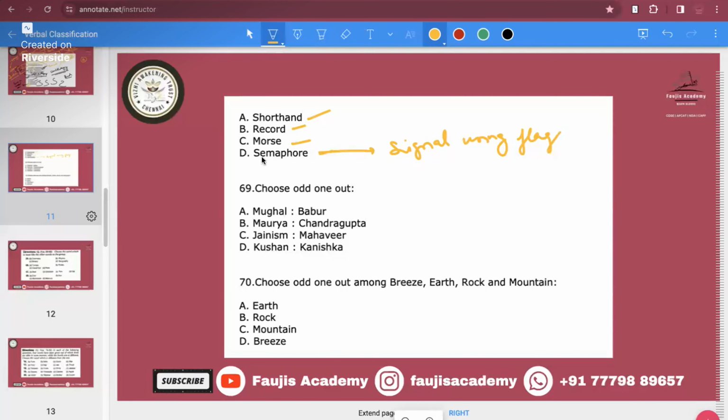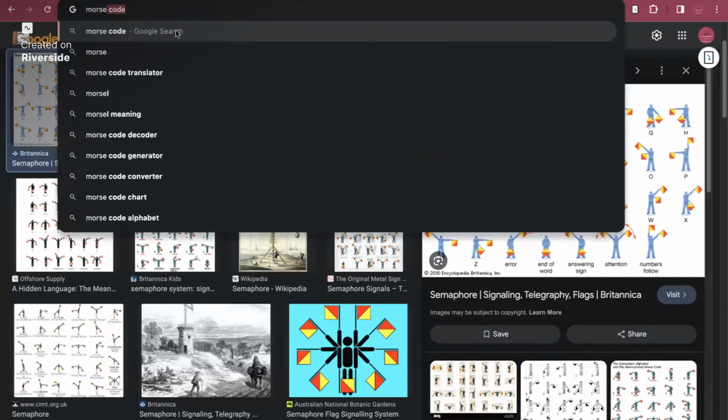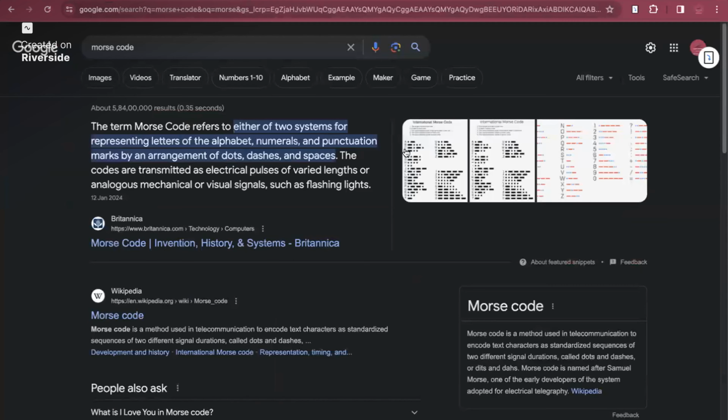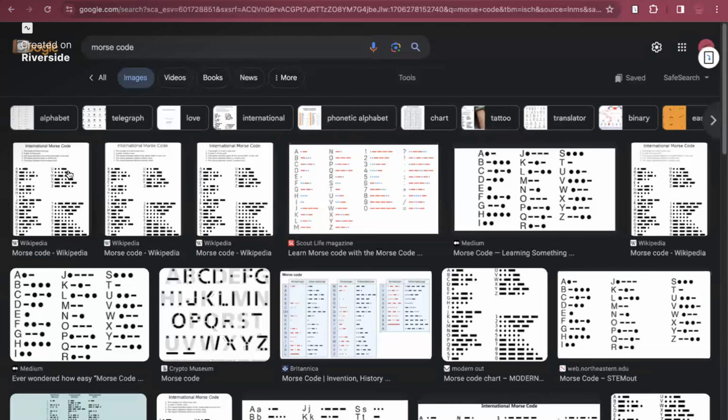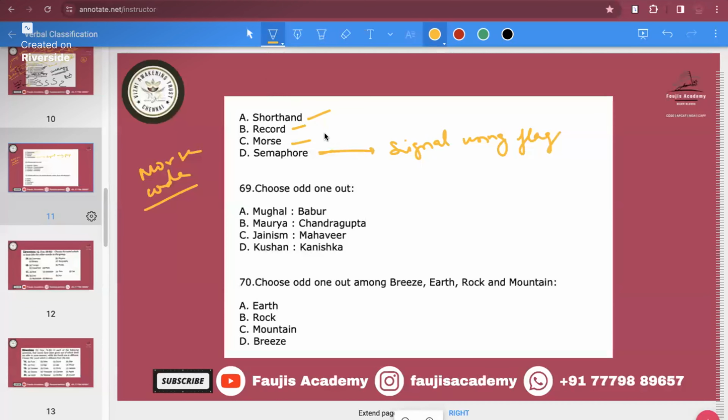Morse, what is Morse? Morse code. Do you guys remember Morse code? How does the Morse code look like? Let me show you. M-O-R-S-E, Morse code. It will look something like this. Something which is represented by a dot and a dash. So this is your Morse. Something like this. Right, guys?